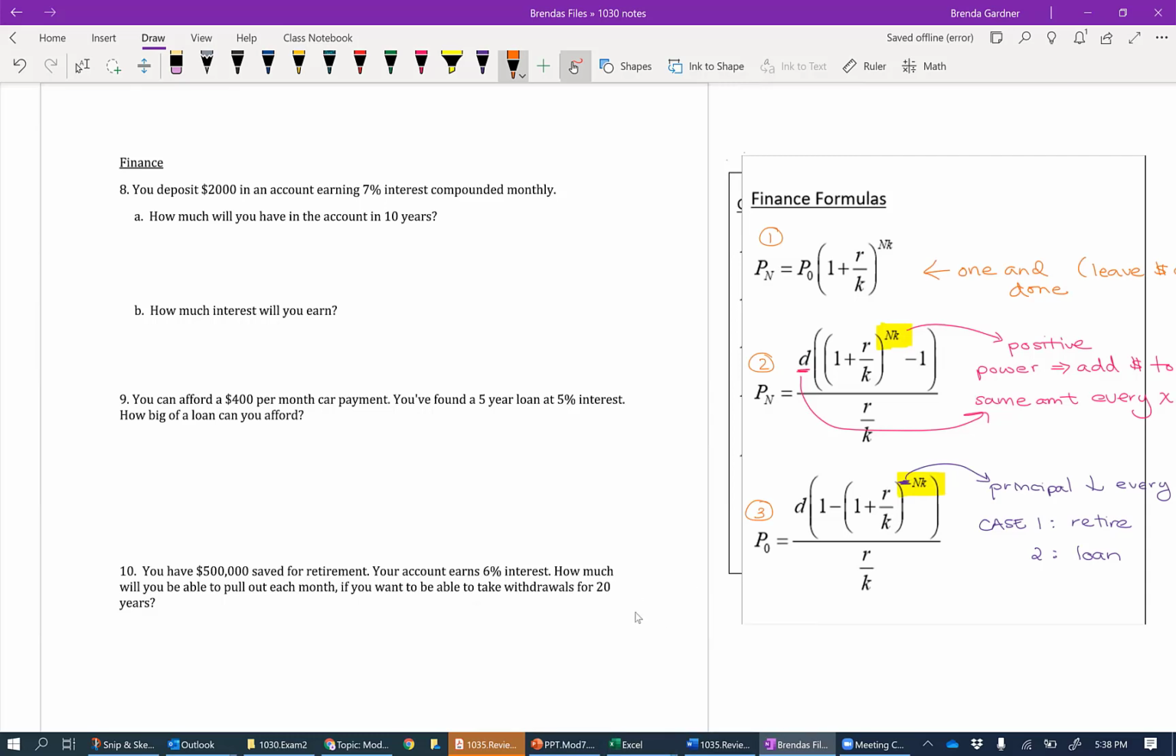Any thoughts on which formula for question 8? I guess 2. And that was Stratton. What do you think, Paul? Would you use 2 as well?